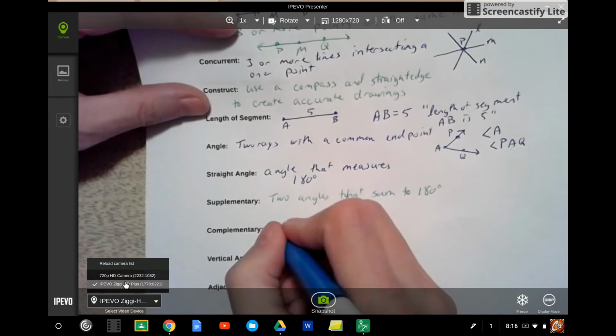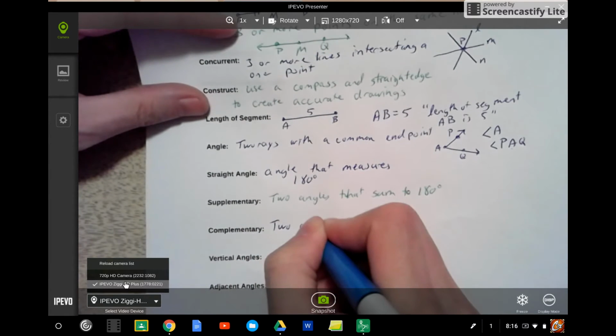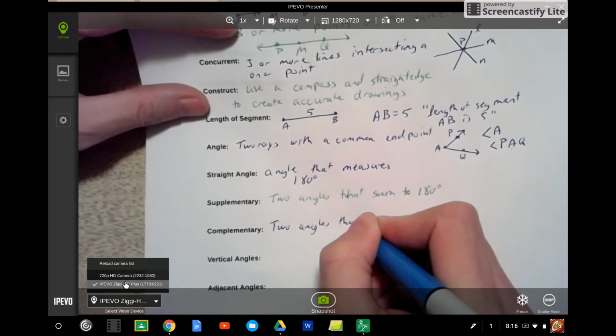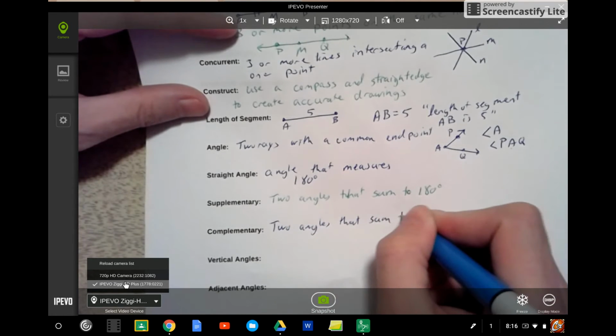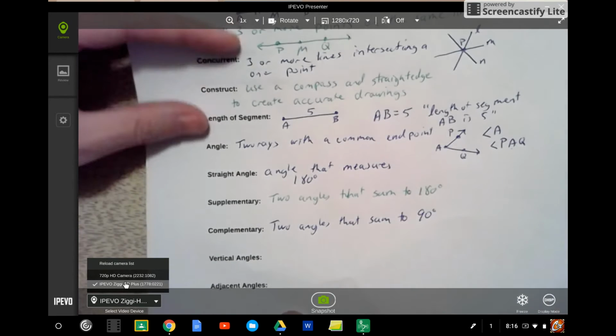Complementary: two angles that sum to 90. Okay.